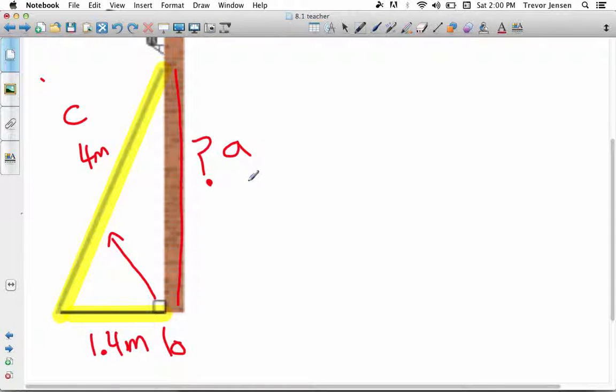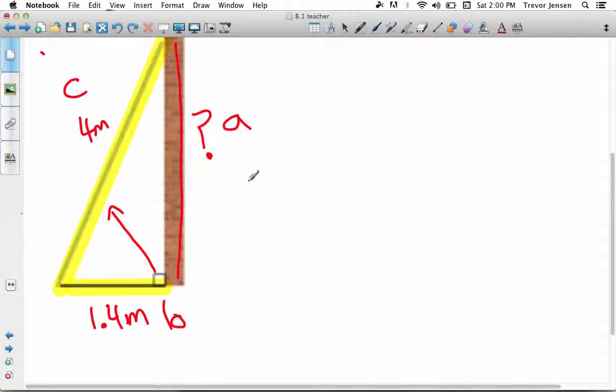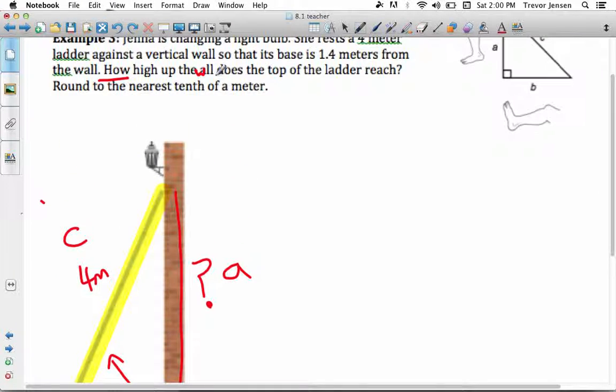Okay, so this question is a bit different from the other ones that we did because, in this case, we know our hypotenuse. We know the length of the hypotenuse is 4. We know one of the legs. One of the legs is 1.4. We don't know the other leg. We're going to have to solve for that. Well, we'll still be able to use the Pythagorean Theorem. We'll still be able to use the formula a squared plus b squared equals c squared. But we will have to rearrange it a bit.